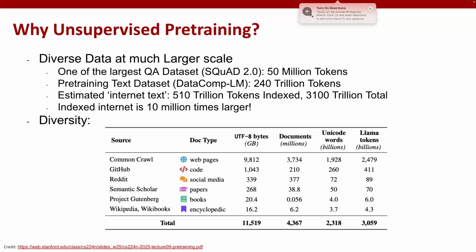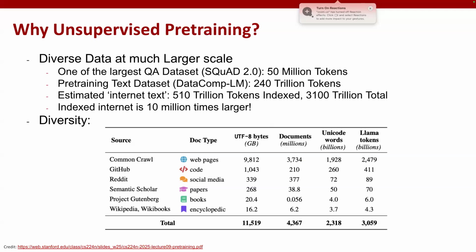Within that internet text, essentially you have some data on almost every task you could think of. That's why it has good multitask capability. It also has a lot of diversity. In the pre-training text, we have web pages, code, and social media, like Reddit, and all the papers, books, and Wikipedia articles.